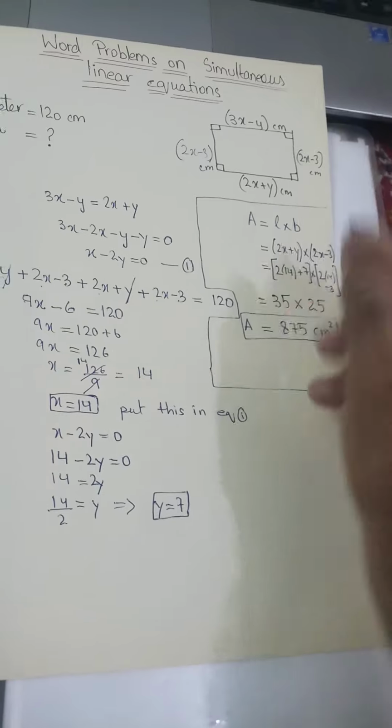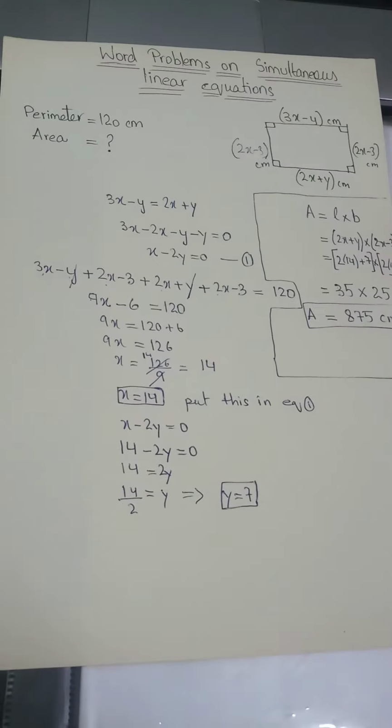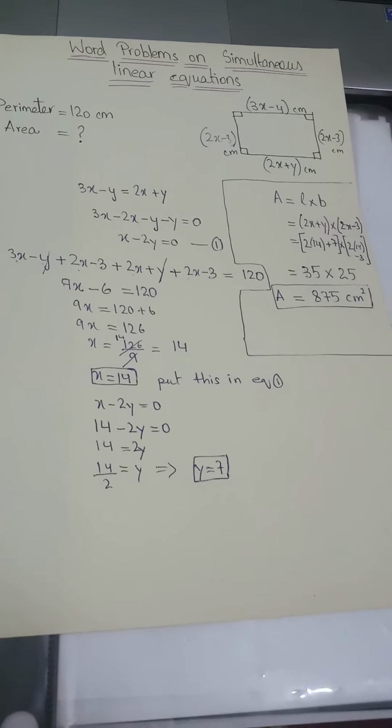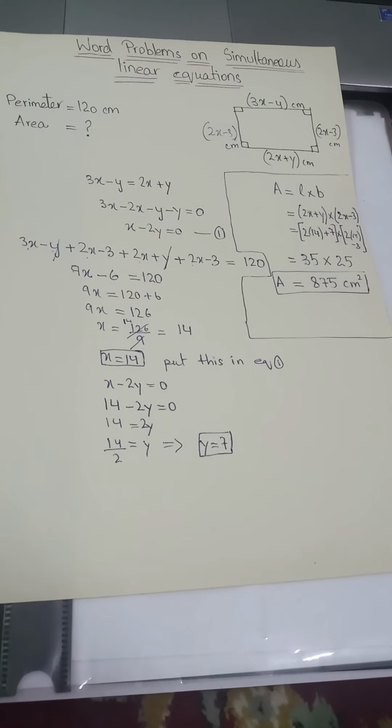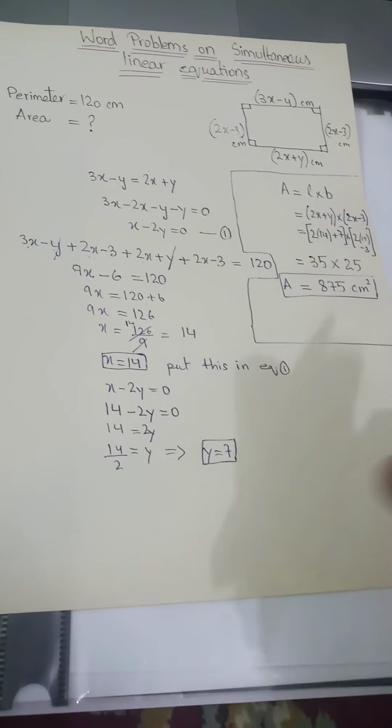This is the area of this rectangle, which has its sides and perimeter given to you, and we applied the concept of simultaneous equations in order to solve this question, and our area is 875 centimeters square.